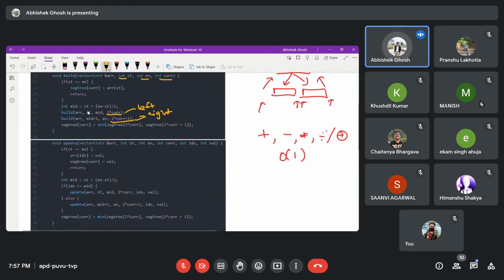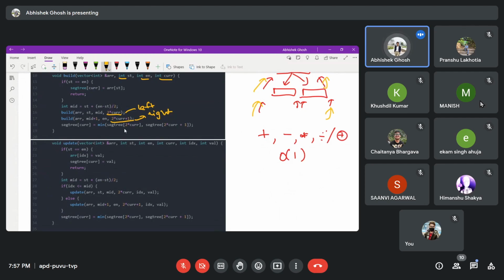So starting till mid was the answer to our left child. Mid plus 1 to end was the answer for our right child. So we make two calls for the left part and the right part for building the segment tree. After they have returned, this was the part they have returned. Now they have returned their answer. Now these two answers have to be merged, right?